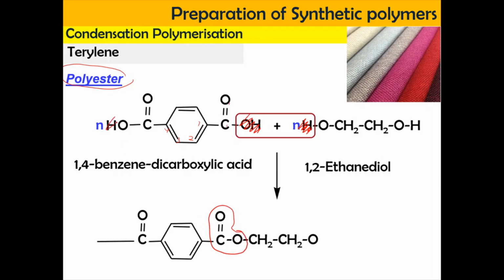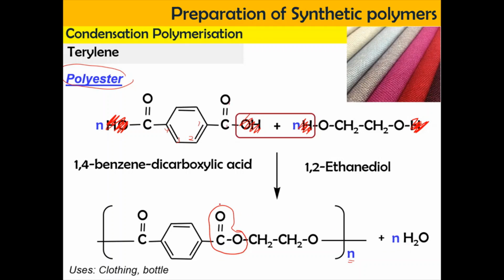As mentioned, the OH is going to be removed, the same as the hydrogen here, because it's going to be connecting with another monomer at both ends. As a result, you do the attachment here, and then you close it with a bracket and write an n, where n refers to the number of monomers that are present. You're also going to release a certain amount of H2O. The function of Terylene is that it can be used to make clothes or bottles.